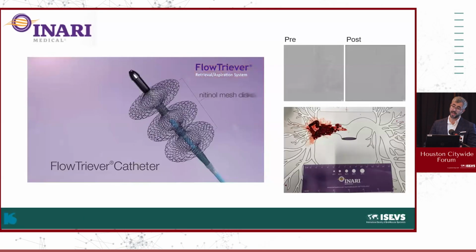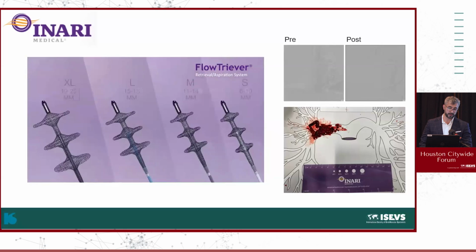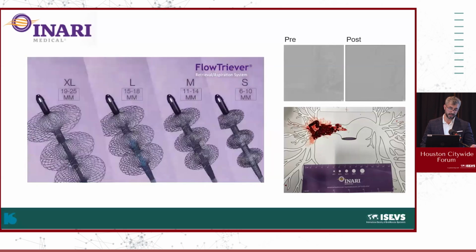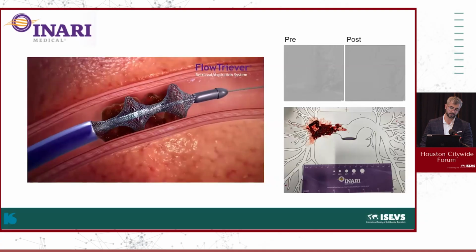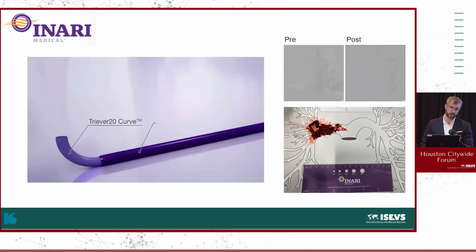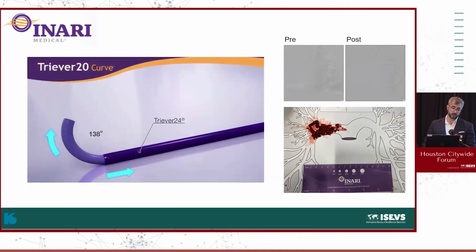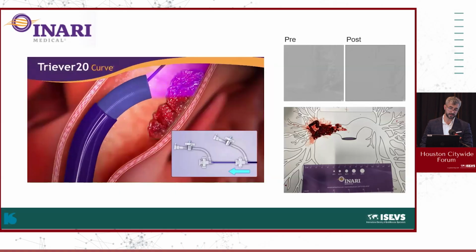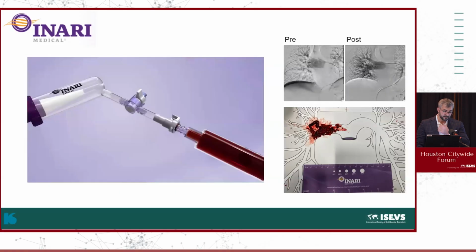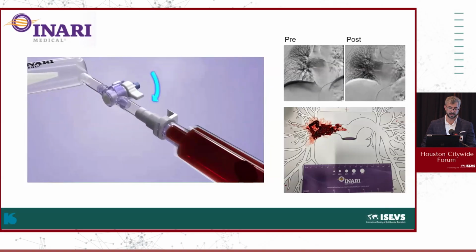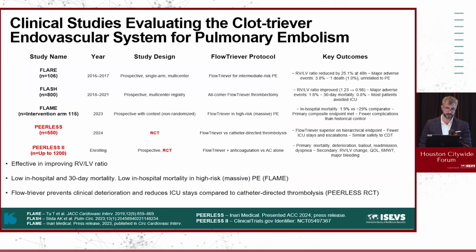And in instances where you have more adherent clot, you can use the FlowTriever catheters, sort of a fragmentation device that allows you to pull the clot into the catheter. And you can also use the Triever 20 for curved aspiration and tough angulations. And finally, you can recycle the blood, give it back to the patient through the FlowSaver filter.